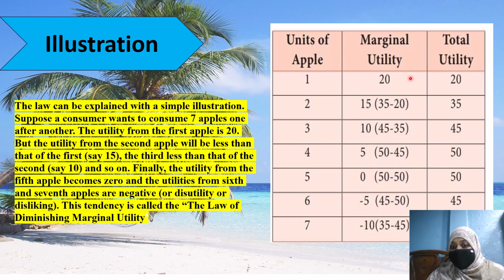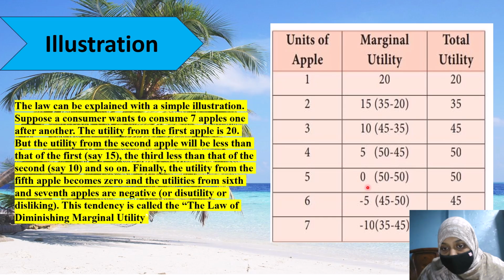The first apple's quench will not be there in the second apple. So 20, then 15, third apple is 10, and fourth apple is 5, and its total utility is 50. When he's taking the fifth apple, he is no more like, I have no more space in my stomach. I don't want it, I'm not hungry now. So the total utility remains constant, 50.